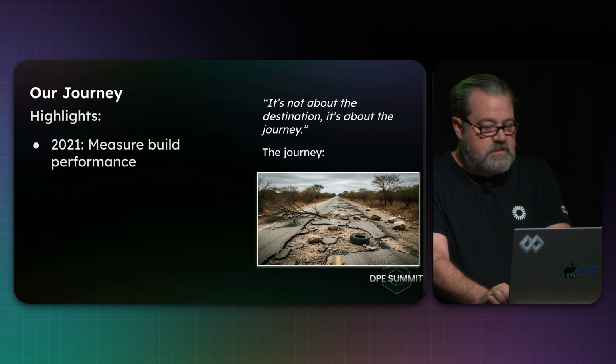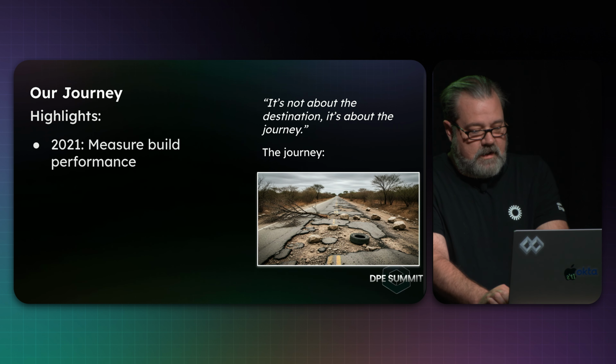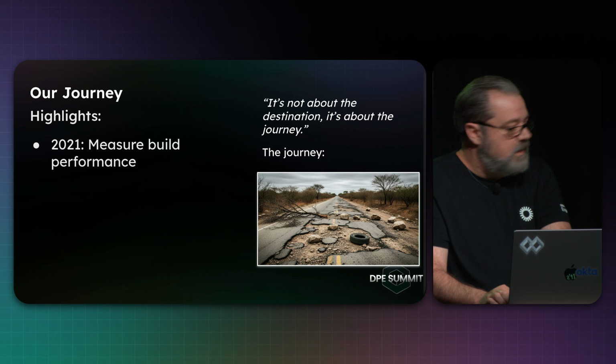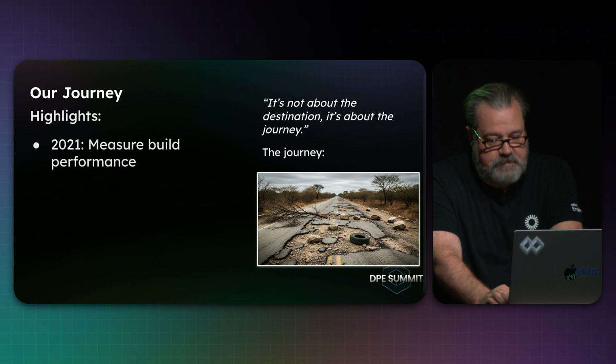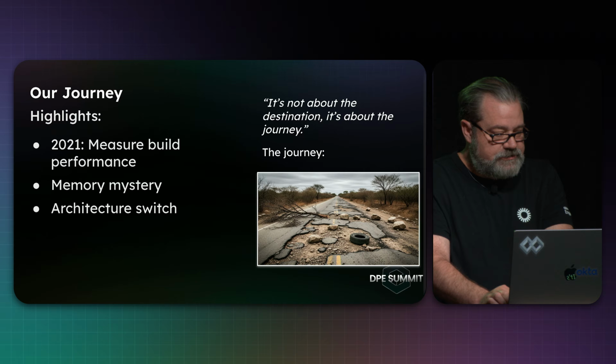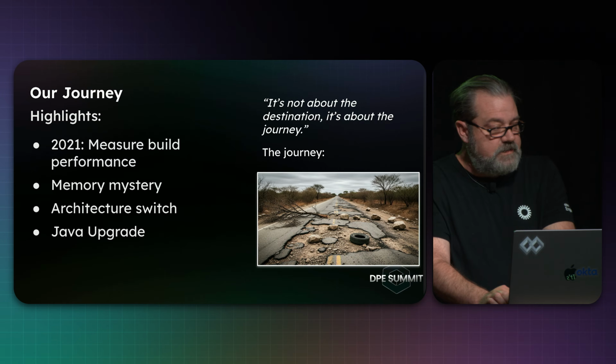Starting in 2021, we took our initial measurements so we could go from word of mouth to actually measuring what people were experiencing. And now that we were measuring, we could see the effects of some memory settings changes. We had work to do to properly leverage Apple Silicon when it came out. We did a Java upgrade that improved performance. And most recently, we tried out the Maven cache extension.